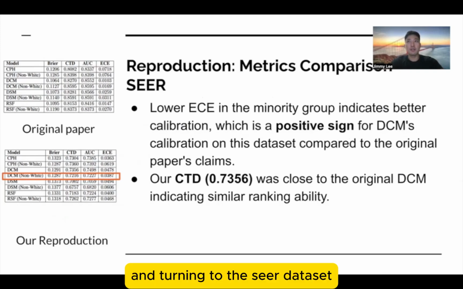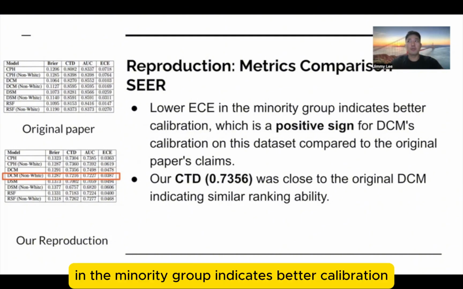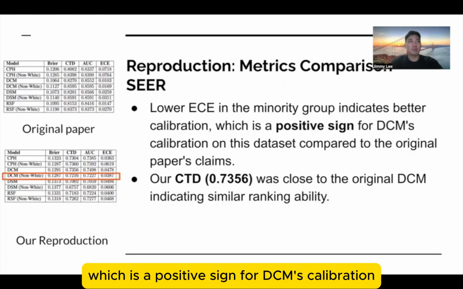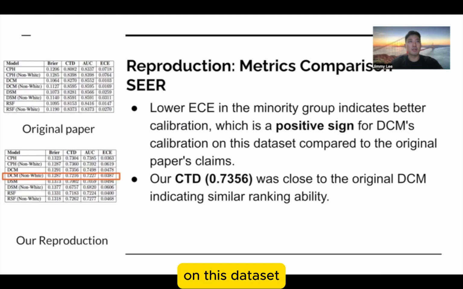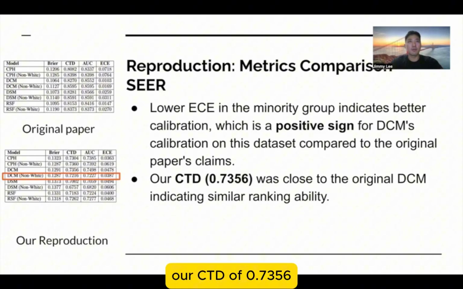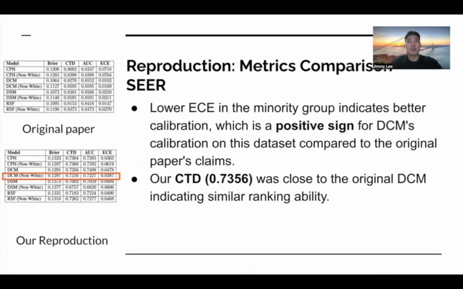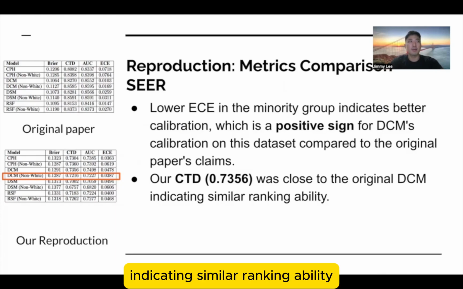And turning to the SEER dataset, we observed positive results, particularly for the minority group. A lower ECE in the minority group indicates better calibration, which is a positive sign for DCM's calibration on this dataset compared to the original paper's claims. Our CTD of 0.7356 was also close to the original DCM's value, indicating similar ranking ability.